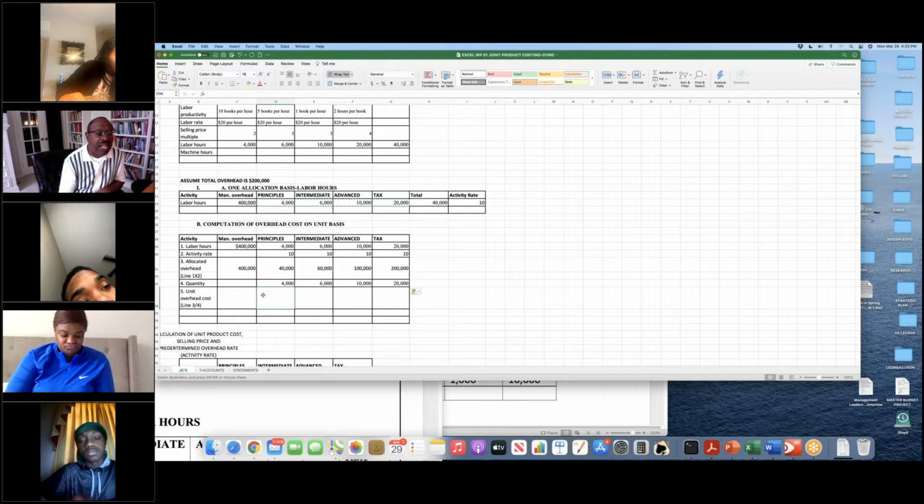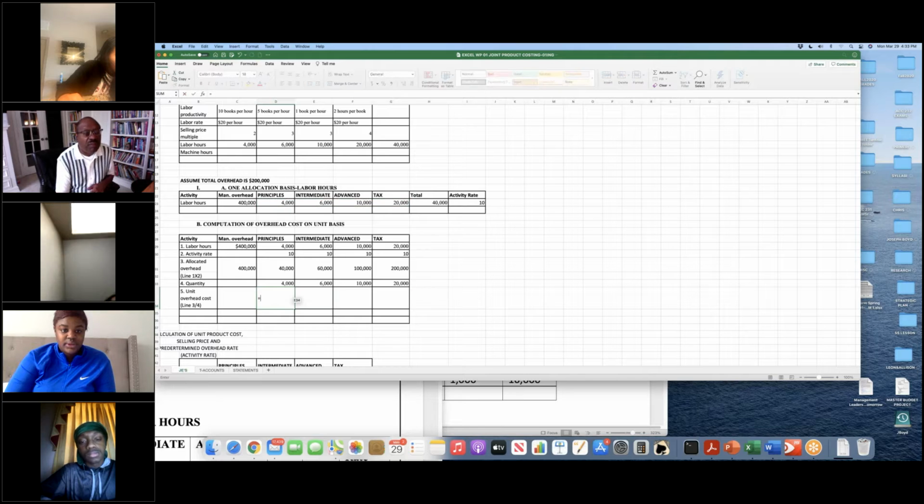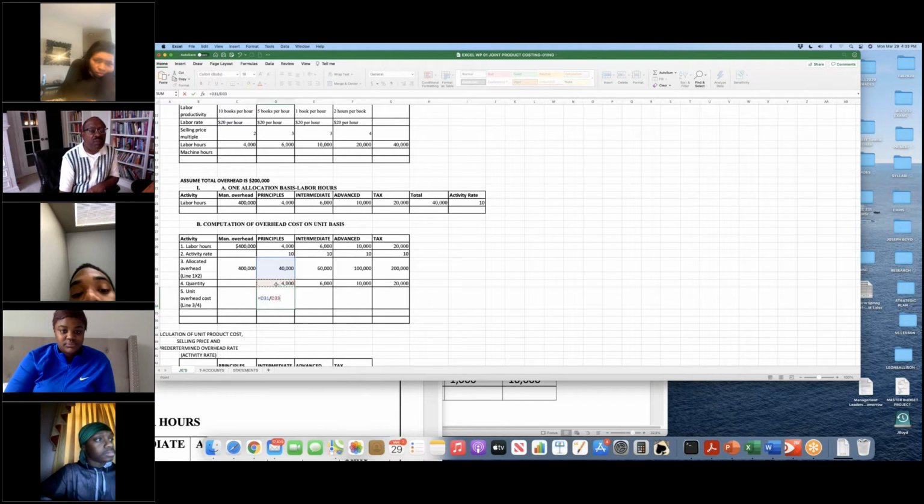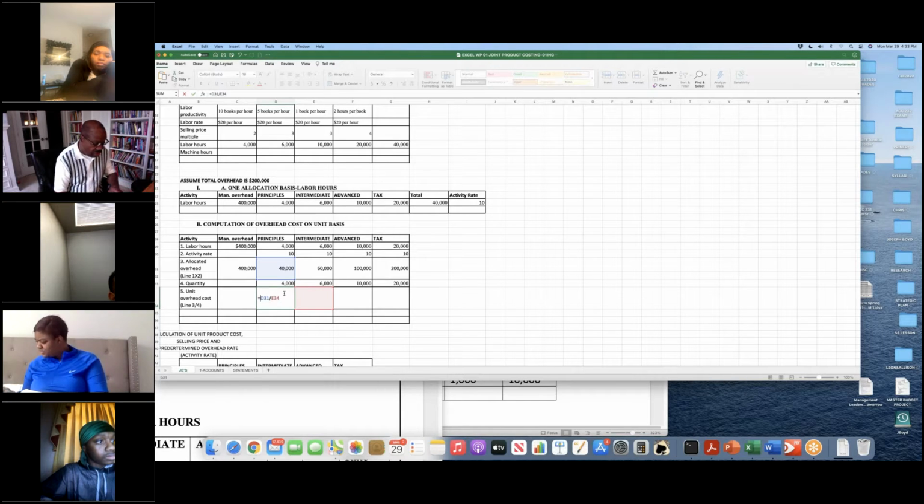So we'd have to divide here, correct? Yes. We're dividing that one by the 4,000. Slash. See if it really does it. I need to put those parentheses in. Parentheses.